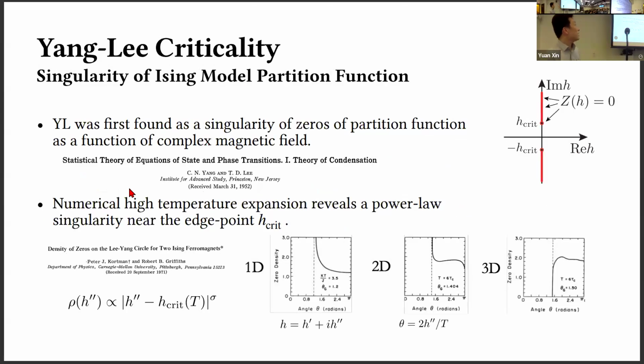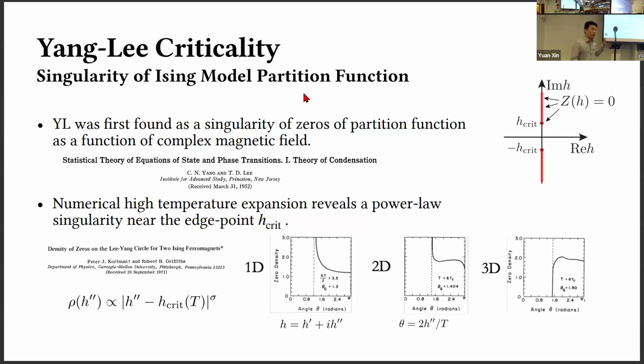So our main topic, Yang-Lee criticality, already has a very long history. It was first brought up by Yang Zhenning and Lee Tsung-Dao in 1952, so it's about 70 years old, as a singularity in the zeros of the partition function as a function of the complex magnetic field of the Ising model. Basically, you start with a bunch of spins on the lattice.